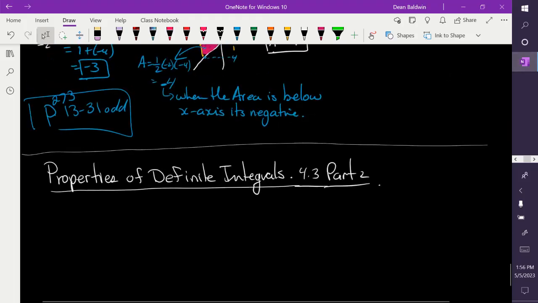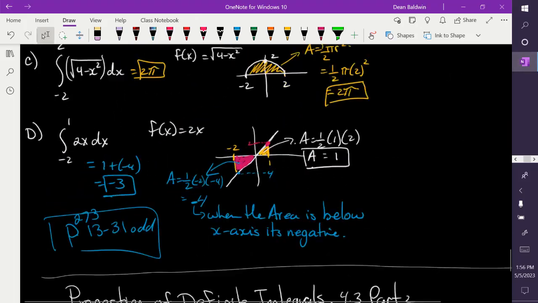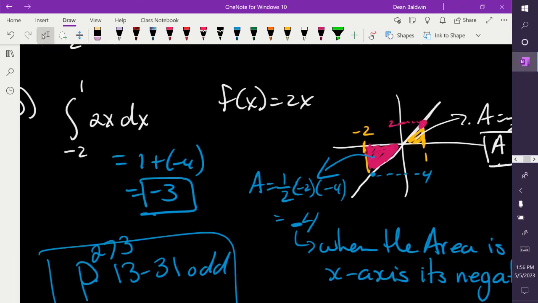Yesterday we were looking at, remember, a definite integral. What is a definite integral? What makes this a definite integral? It has the upper and lower bounds, right? The two numbers here. All right. And what does the definite integral tell you?